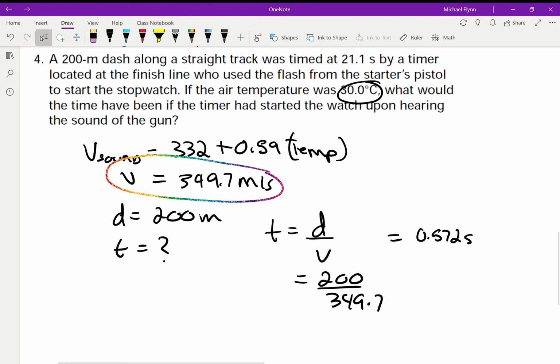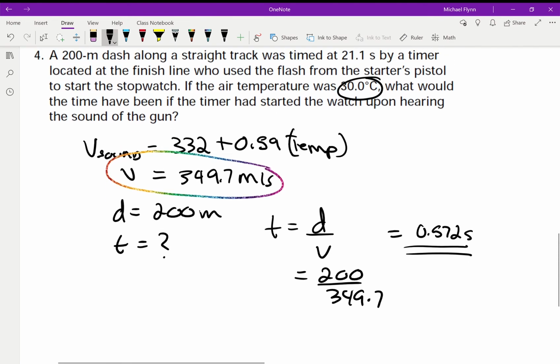So here's the deal. If you've ever run in a race before or seen a race like this, they would normally say on your mark, set, and then you would hear bang. Now that's if you're the runner and you start running. But this person is timing from the finish line and they don't hear the bang right away. If you're standing right next to the gun where the runners are, you're going to hear that bang right away. But this 0.572 is how much time it takes for it to reach the person with the stopwatch.